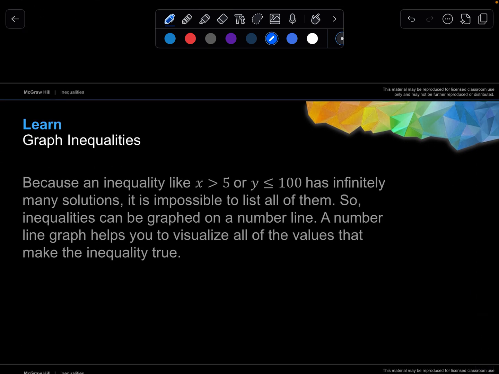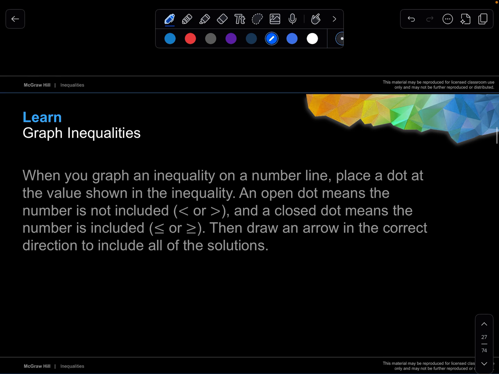Now, we're also going to look at graphing inequalities. Because an inequality like x greater than 5 or y less than or equal to 100 has infinitely many solutions, it's not possible to list all of them. So we're going to graph them on our number line to help us visualize all the values, right?